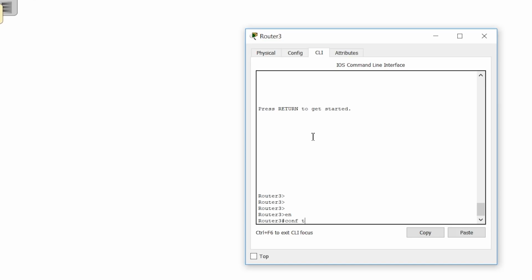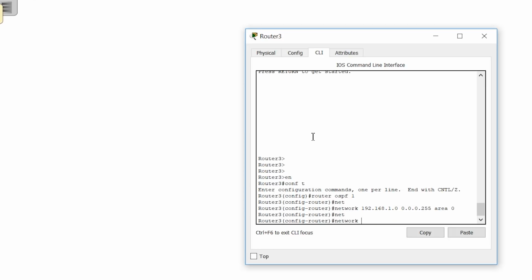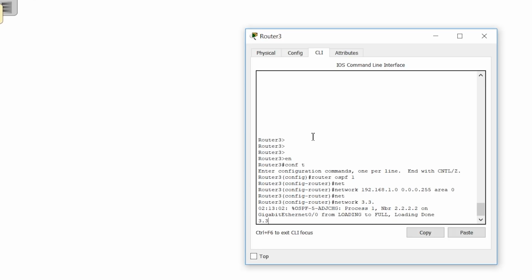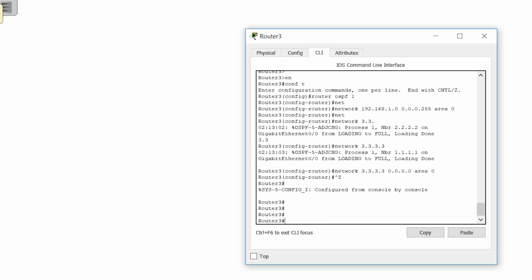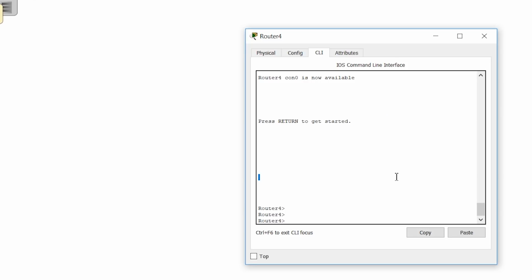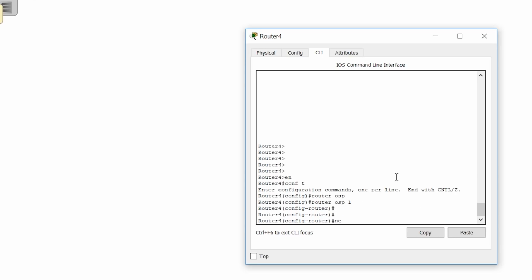Configure terminal, router OSPF 1, network 192.168.1.0 0.0.0.0 area 0, and then loopback is 3.3.3.3 0.0.0.0 area 0.